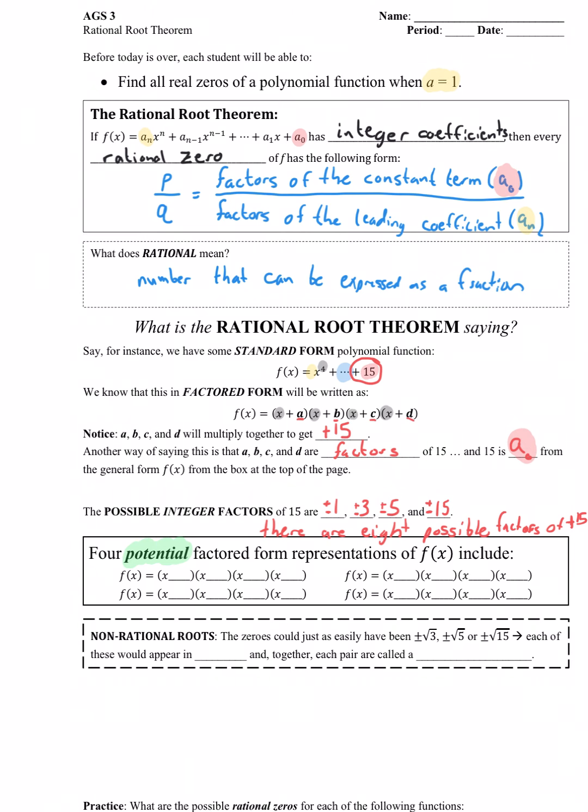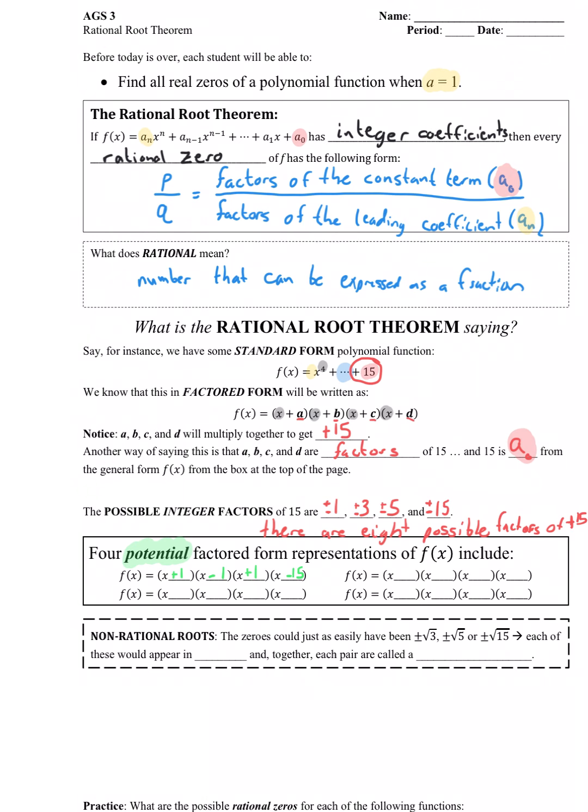For example, we could say this could be x plus 1, x minus 1, x plus 1, and x minus 15. And as long as those 4 numbers multiply to get us positive 15, then that's a potential factored form. Okay? As long as we don't know what the middle stuff is. So that's plus 1 minus 1 plus 1 minus 15. That would equal positive 15.